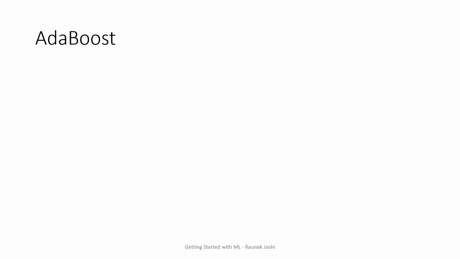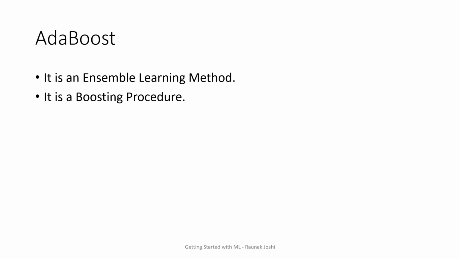So first we have to learn what AdaBoost is. It is an ensemble learning method. Just like the random forest, this is also an ensemble learning method in which we have a set of classifiers clubbed together in order to get the outcome. It is a boosting procedure. In ensemble methods, we have two learning methodologies, one of which is bagging, also known as bootstrap aggregation, and the other is boosting. AdaBoost is also known as adaptive boosting.